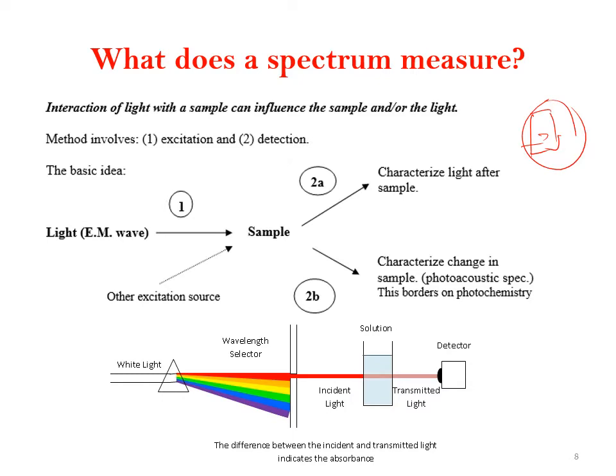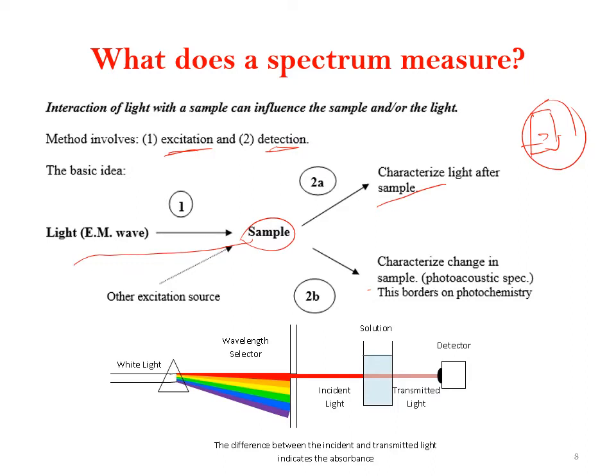There are two methods to identify either the concentration, the molecular structure, or the fingerprint of molecules. These methods involve excitation and detection. The basic idea is that light will be applied to the sample, and then we characterize the light after the sample and also characterize the change in the sample, which is called photoacoustic spectroscopy or photochemistry.